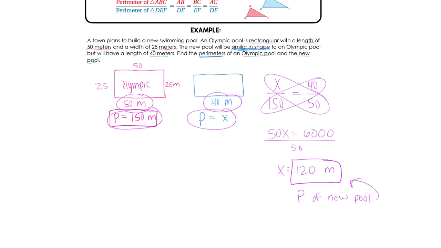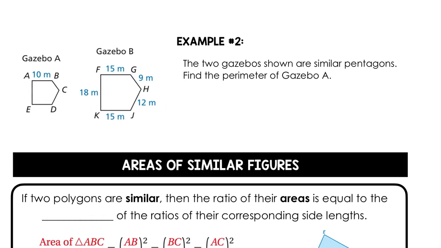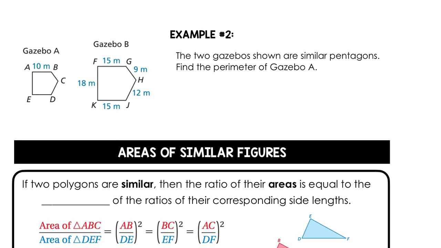Okay, let's talk about area and volume now. So with area and volume, it is a little bit different. Oh, we have another example with perimeter. So we can do that one first if you'd like. So it's kind of like the other one. It says find the perimeter of gazebo A.